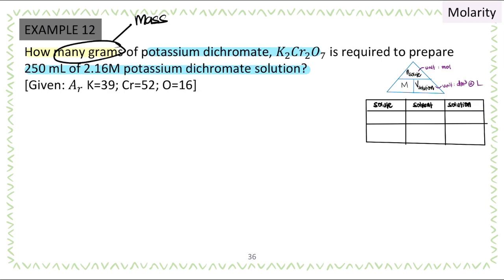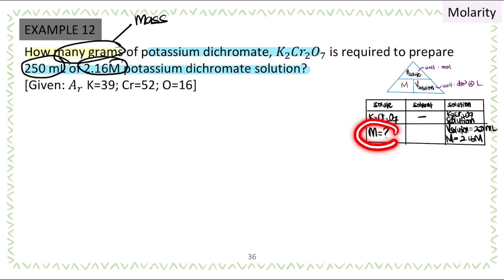So the solute is K2Cr2O7. The question did not indicate any solvent that is used, and then the solution is potassium dichromate solution. So from the question we can determine that the question asks us to find the mass of solute, and given the volume of solution is 250 ml and the molarity of solution is 2.16 molar.